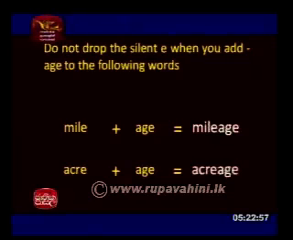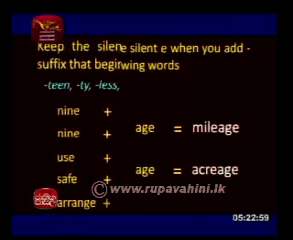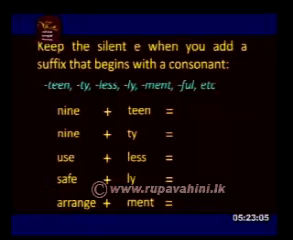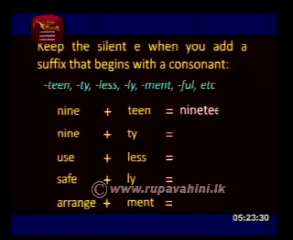Right. So let us move on to another exception. You can see it on the screen. These things are very important, right? Yes, we use them frequently, but still we make mistakes. Now here again the silent E is kept when you add a suffix that begins with a consonant: teen, ty, less, ly, ment, ful and so on. Now here the first one is very important, that is nine. When writing nineteen, sometimes people write it without the E, but you will have to keep the E there.